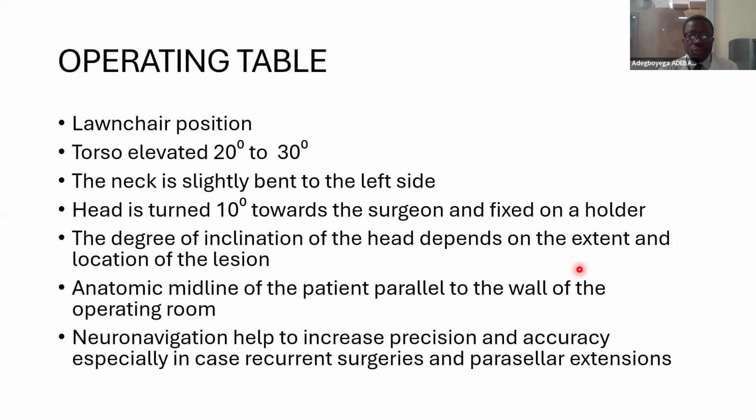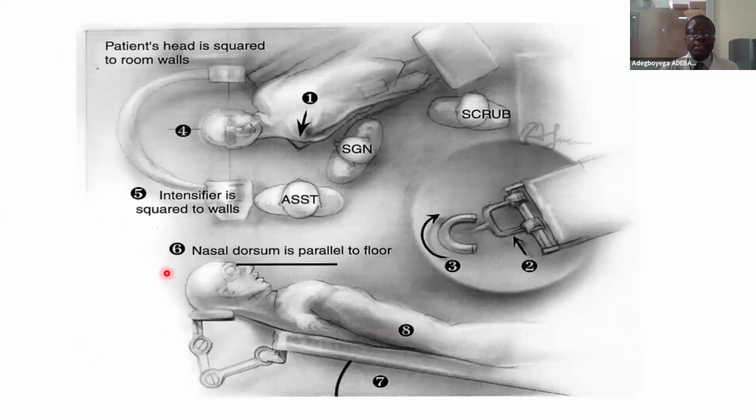Neuronavigation could be very, very helpful, and this could increase precision and accuracy, especially in cases of recurrent surgeries or cases in which you have extensive parasellar extension of the lesion. This picture shows a typical arrangement of how the patient is positioned. The nasal dorsum is parallel to the floor. The head of the patient is tilted towards the left. The surgeon and the assistant stand towards the right of the patient, with the scrub nurse and all that.